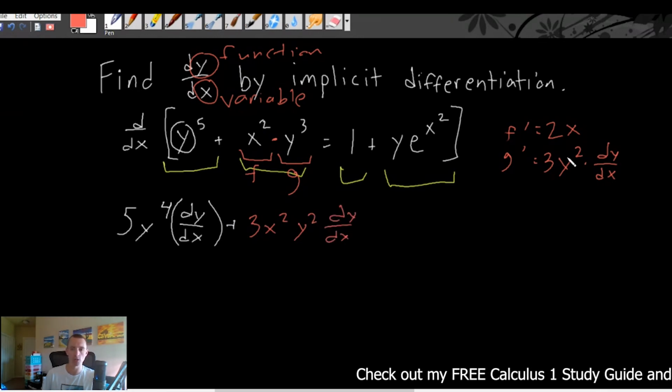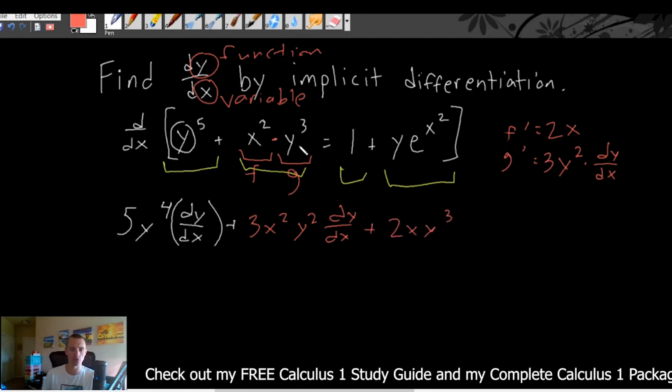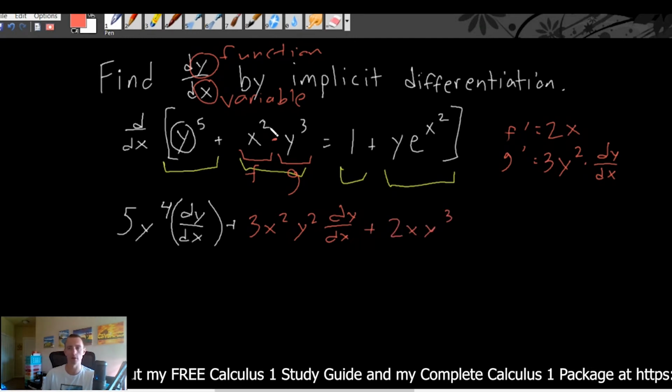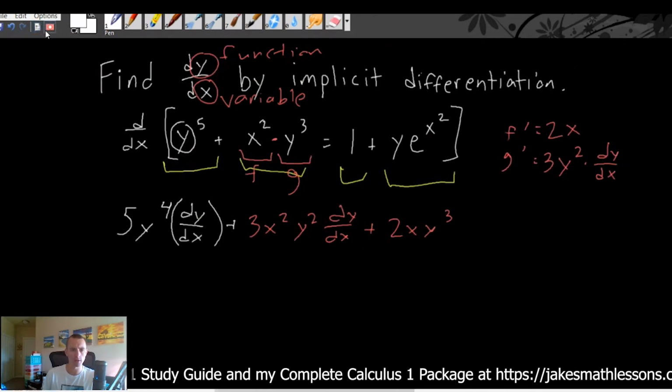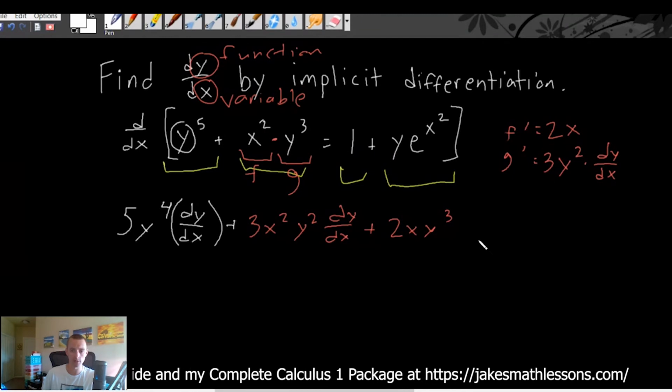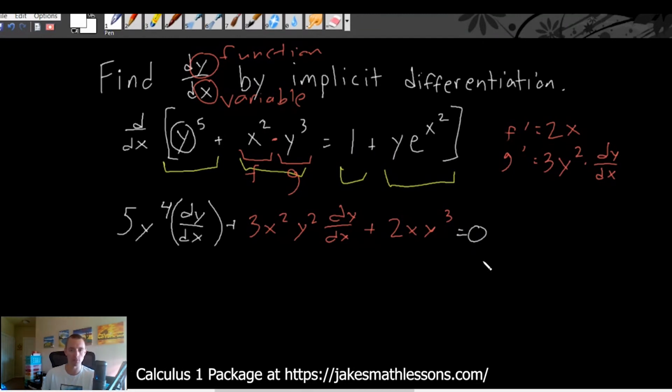And then g times f prime, so 2x times y cubed. So now this is the derivative of this whole term right here, x squared times y cubed. Okay, and then on the other side of our equation, we have a constant. So we have equals, the derivative of a constant is always 0, so that's just going to be 0.